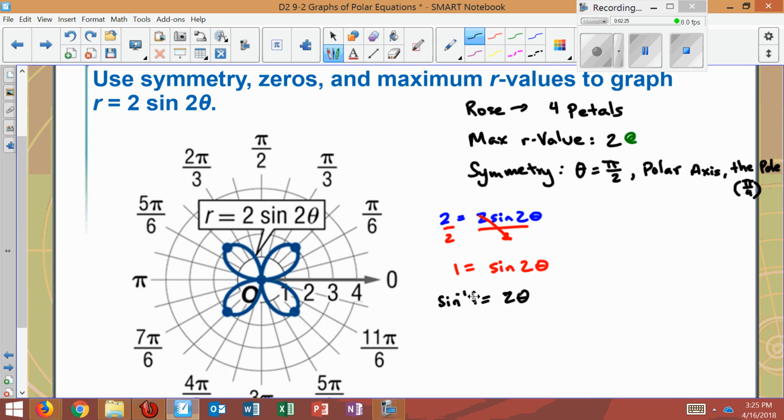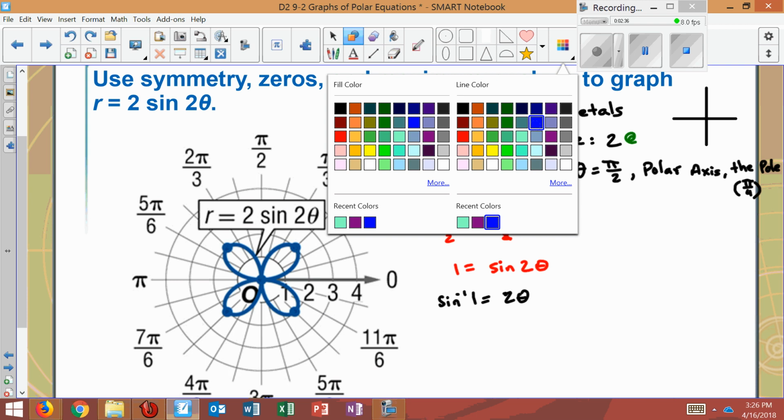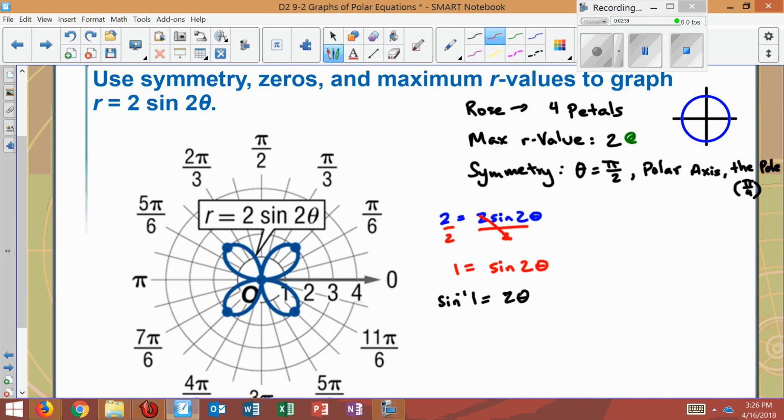This is saying where in the unit circle will sine equal 1? Well, sine is y. So where on this unit circle will our y value equal 1? It would be at this point up here, which is pi over 2. So that means pi over 2 equals 2 theta. Now I divide by 2 to get theta by itself, so pi over 2 gets cut in half, and you get pi over 4. So this center point is pi over 4, which you could have figured out by looking, but we got it there.